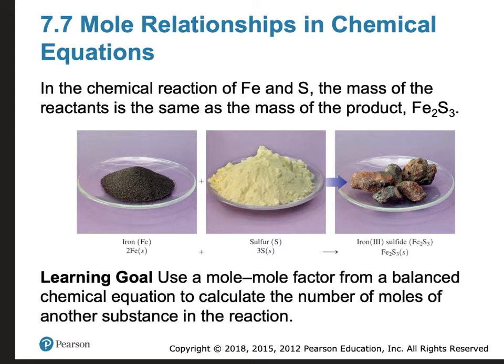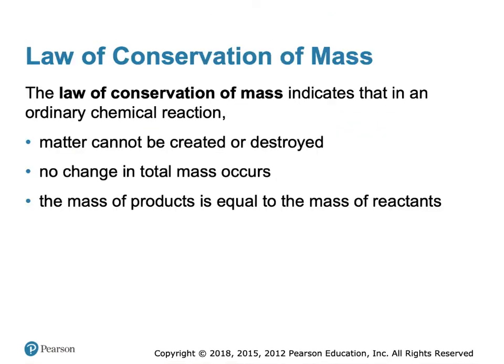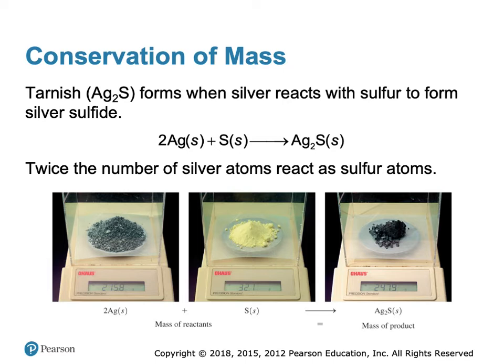And this whole process that we're going to look at is a quantitative relationship between the amounts of reactants consumed and products formed in chemical reactions, and it's expressed by a term called stoichiometry. When we looked at Chapter 3 that dealt with matter, I discussed the law of conservation of mass. The law of conservation of mass indicates that in an ordinary chemical reaction, matter can be neither created nor destroyed. So there's no change in total mass that occurs, and the mass of the products is equal to the mass of the reactants. So we're going to apply this term called stoichiometry. Let me write it for you.